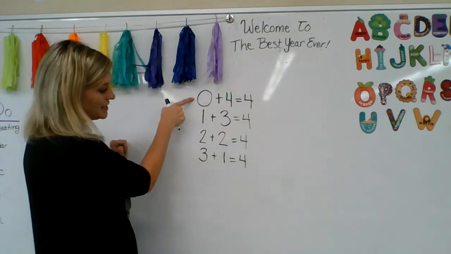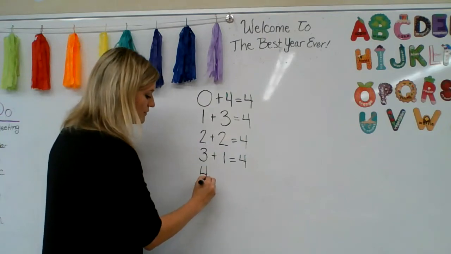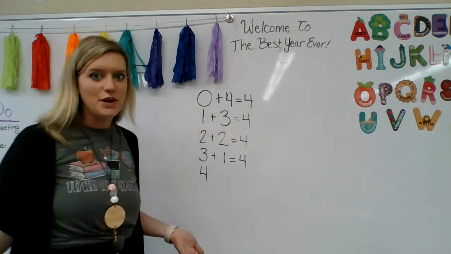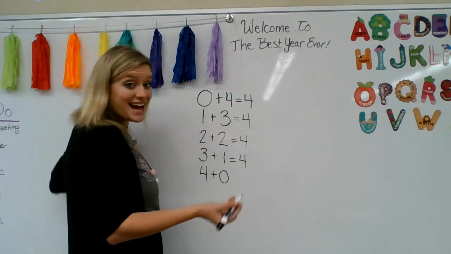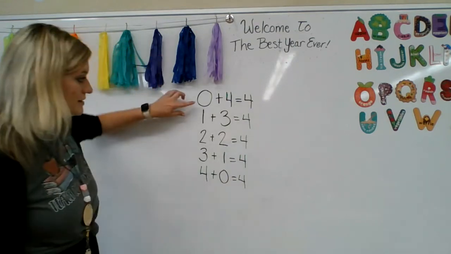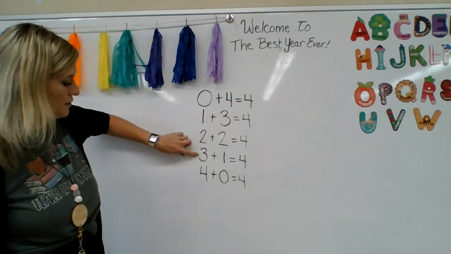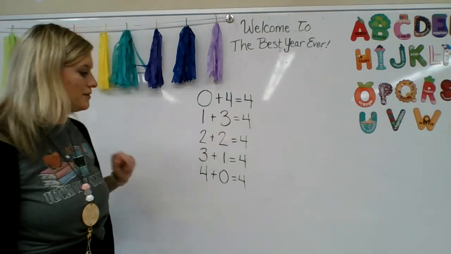So look at the side. 0, 1, 2, 3. And now my next number is 4. Wait, we already did that one too. How many do I have to add to 4 to get to 4? I don't have to add any because I already have 4. So look at my pattern. 0, 1, 2, 3, 4. 0 plus 4 equals 4. 1 plus 3 equals 4.